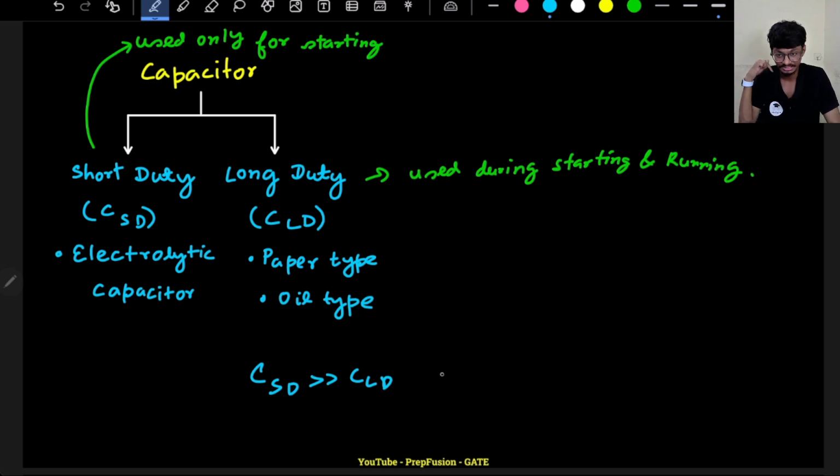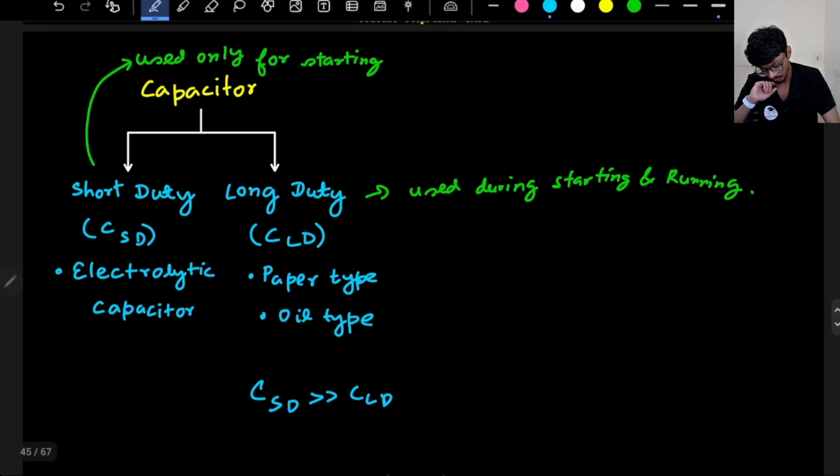If the capacitance is higher, there are chances of it getting damaged if I use it for a longer duration. If I use the capacitor for a longer duration, it can get damaged. So why is this useful? Short duty capacitors, their CSD is much higher. So if their capacitance is much higher, then what will happen to the starting torque? They will produce more starting torque.